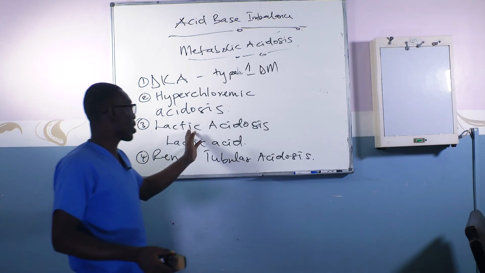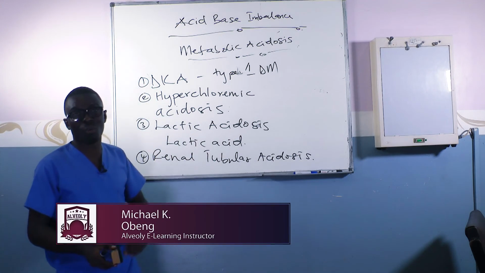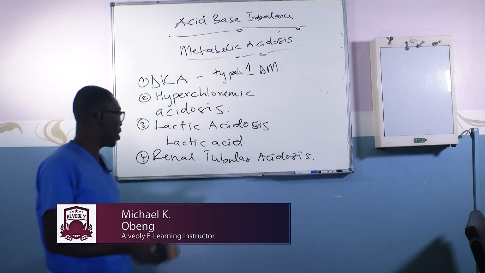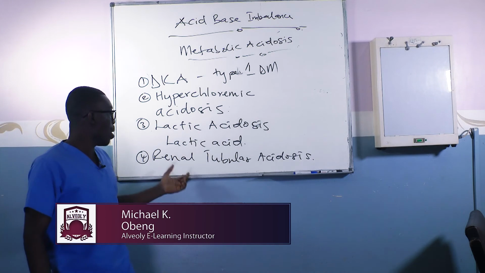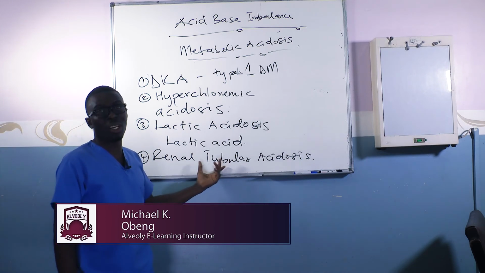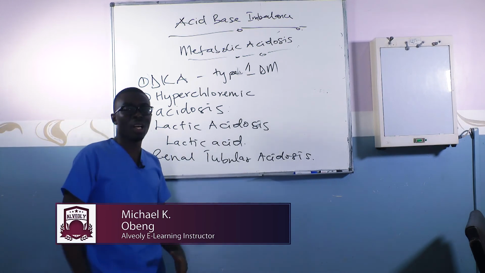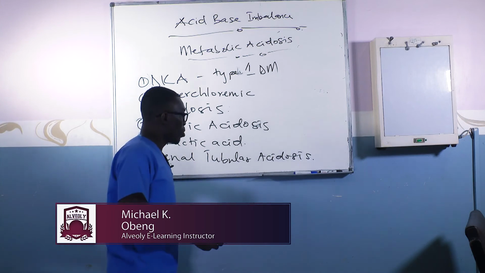Then we also talk about lactic acidosis, which is as a result of lactic acid what? Deposition in the body. Then renal tubular acidosis, which is as a result of what? The problem with the kidneys that has led to inability of the kidneys to excrete what? Hydrogen ions.